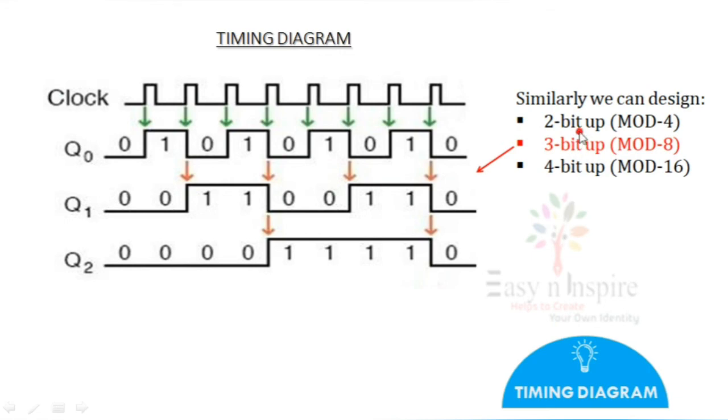Similarly, we can design 2-bit or 4-bit counters. 2-bit means we have to consider 2 flip-flops only. It is going to count up to 4 states: 0, 0, 0, 1, 1, 0 and 1, 1. Similarly, a 4-bit ripple counter has 4 flip-flops and the outputs vary from 0, 0, 0, 0 to 1, 1, 1, 1, which means a total of 16 states.